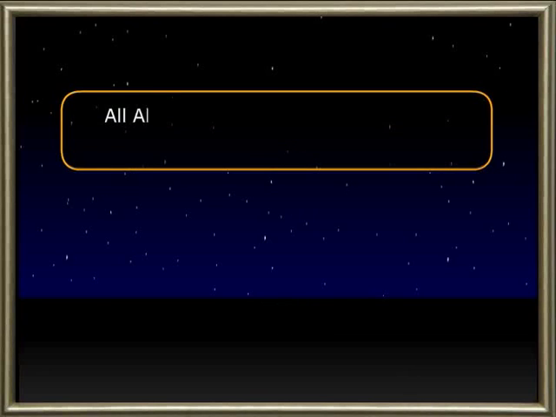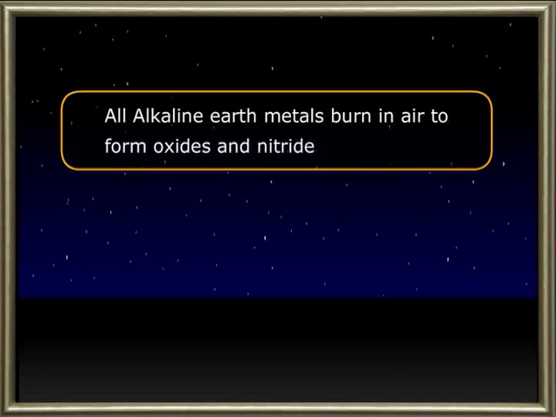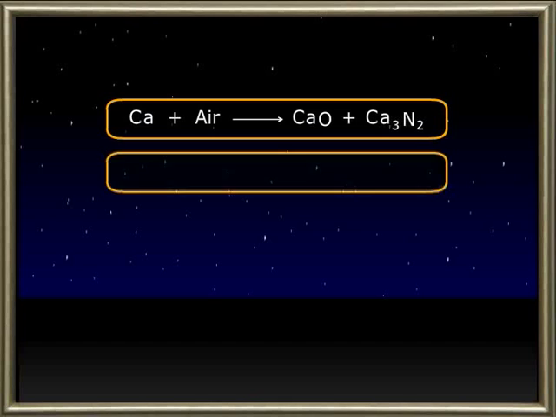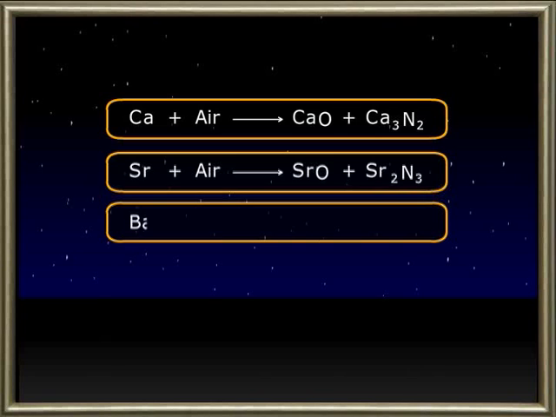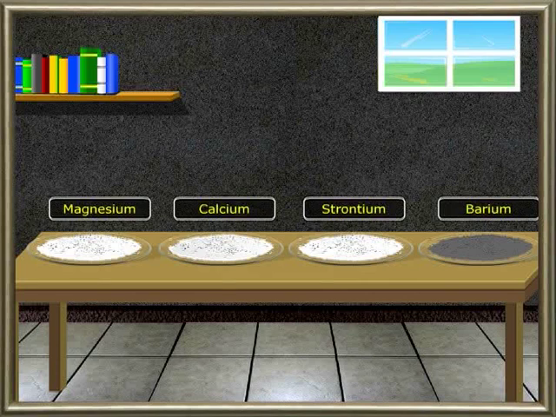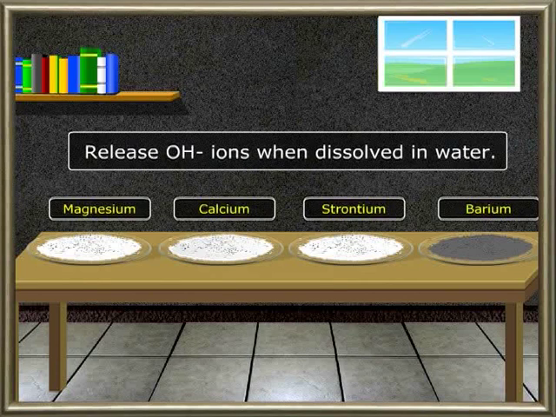Basically, all alkaline earth metals burn in air to form oxides and nitrides. Calcium reacts with air to form calcium oxide and calcium nitride. Strontium reacts with air to form strontium oxide and strontium nitride. Barium reacts with air to give barium oxide and barium nitride. Magnesium, calcium, strontium and barium oxides release OH minus ions when dissolved in water.